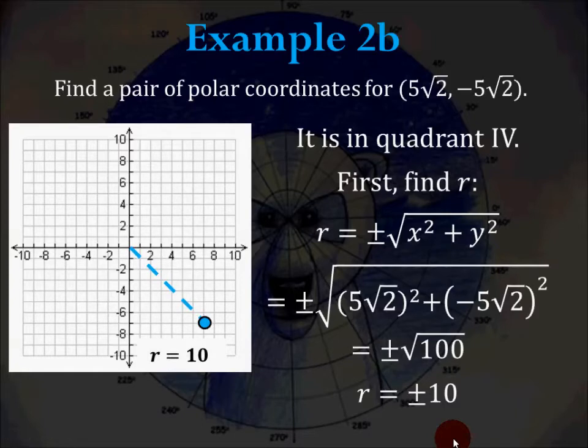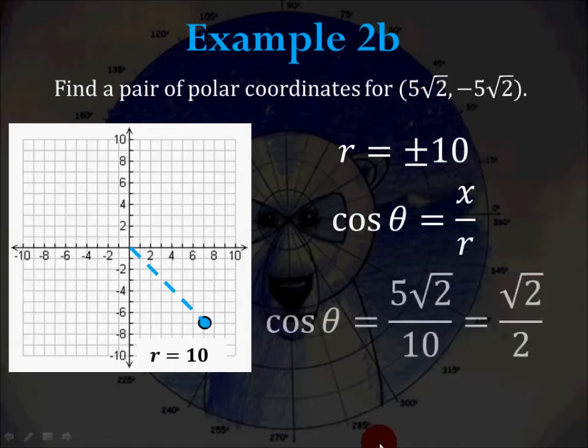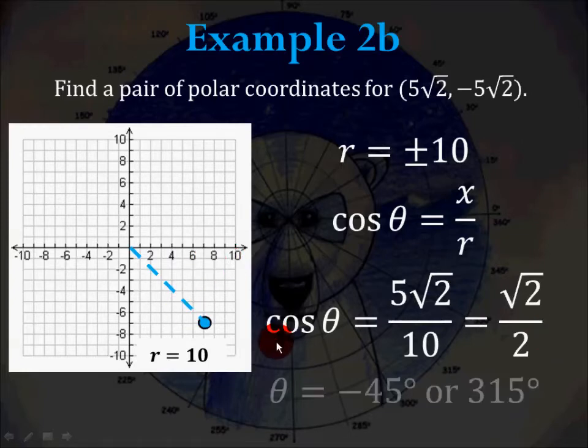So now we have R. Now we must endeavor to find theta. So let's use cosine this time, because we want to treat sine and cosine fairly. So we know R is 10. We know X is 5 radical 2. So you got cosine theta equals 5 root 2 over 10, which is, hey, root 2 over 2, which means you, again, have a 45 degree reference angle. The fourth quadrant angle that corresponds to 45 degrees is either negative 45 degrees or positive 315 degrees.